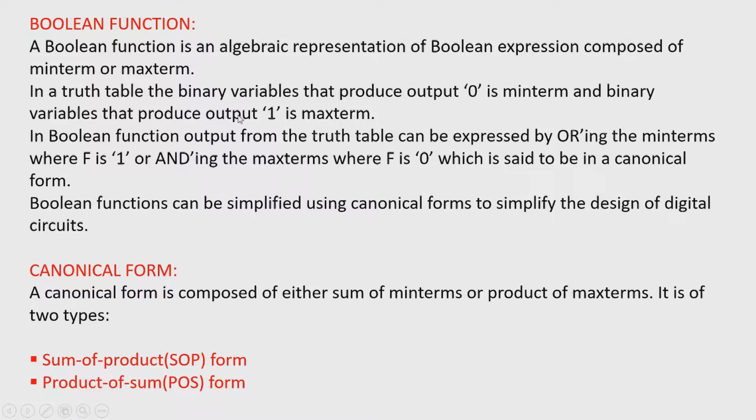Now however, in the Boolean function, the output generated by the min terms or the max terms from the truth table can be expressed by ORing the min terms where the function output is 1. Right, so where the function output is 1, the min term will be taken, or by ANDing the max terms where the Boolean function output is 0. So where it is 0, the max term will be obtained. Right, so this is said to be in a canonical form.